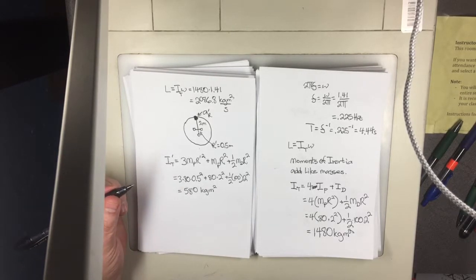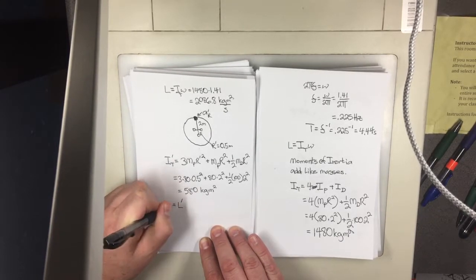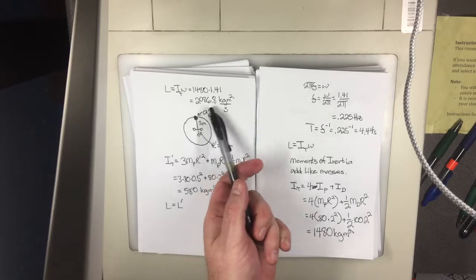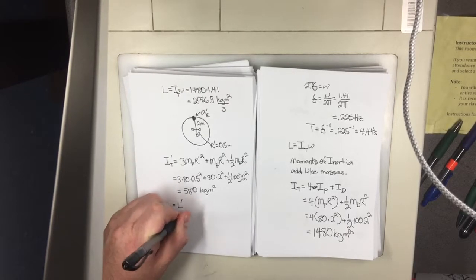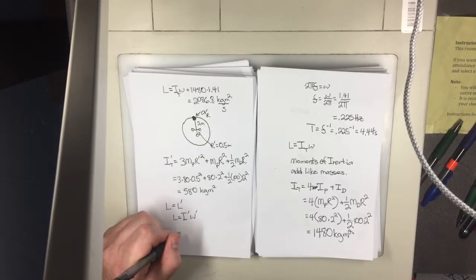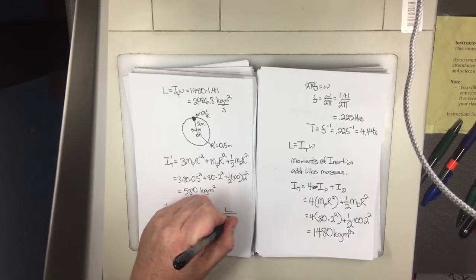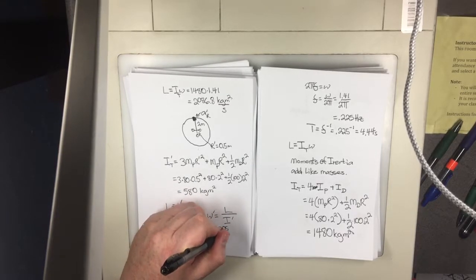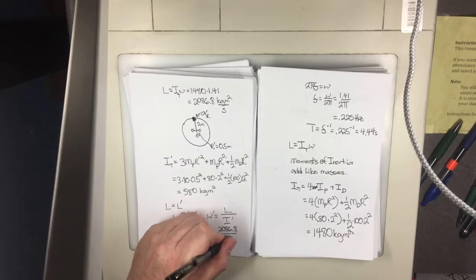Let's calculate its new angular velocity. Angular momentum is conserved. The new angular momentum is the same as the old angular momentum, which means it should be 2086.8. So L is equal to I prime omega prime, or omega prime is equal to L over I prime. So L, 2086.8, I prime, 580.